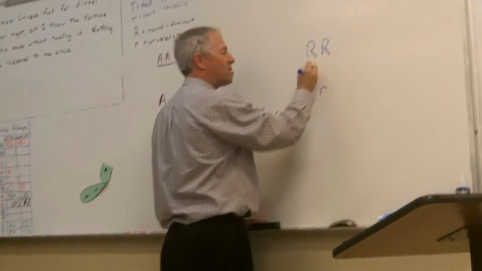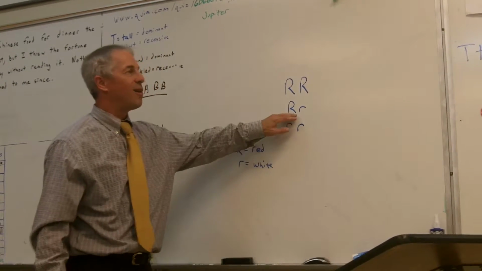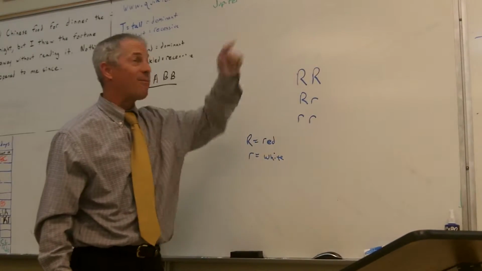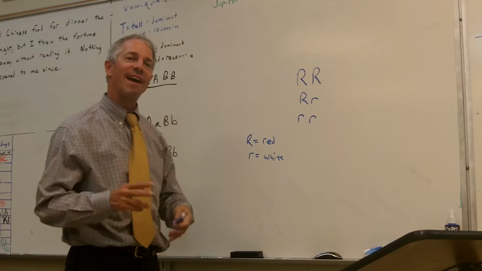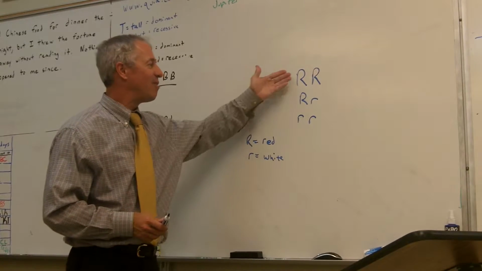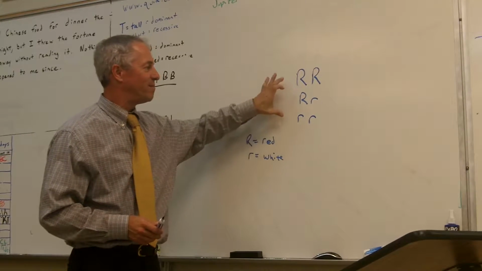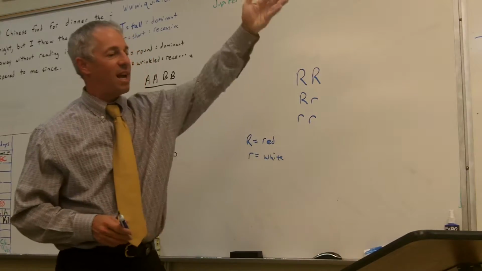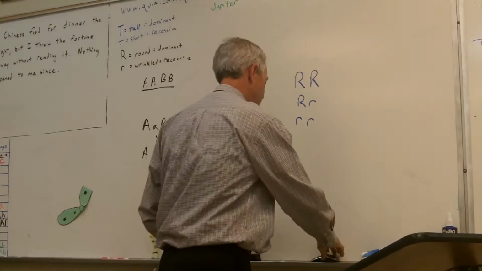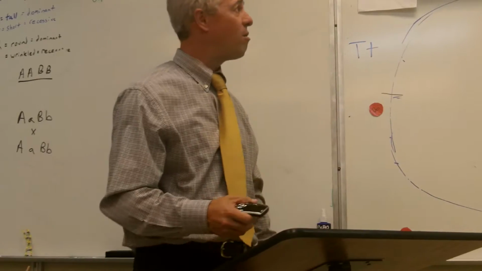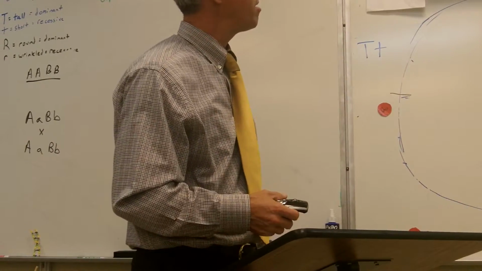And if you're a heterozygote, big R, little r, you're not red, you're red and white. We call that co-dominance. Neither one of them is dominant. They're both dominant. And so the heterozygote has both colors. It's called co-dominance. Here's another example.